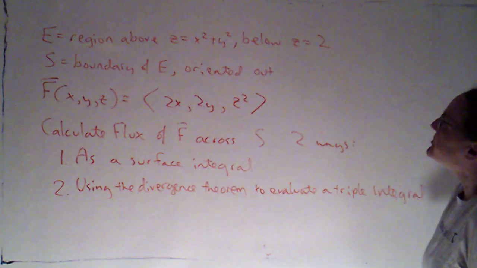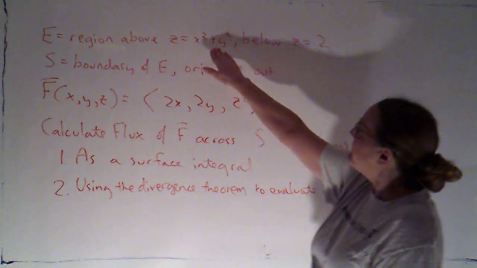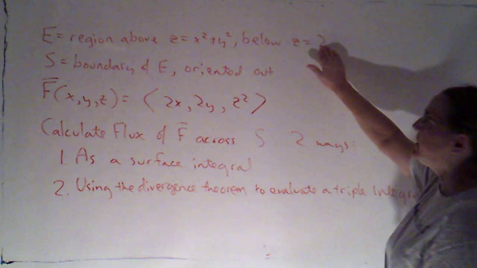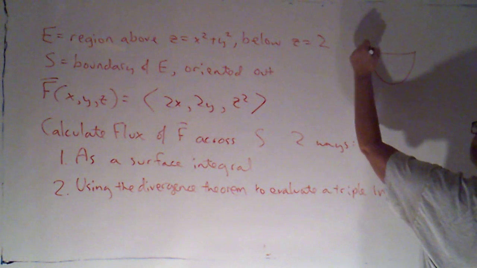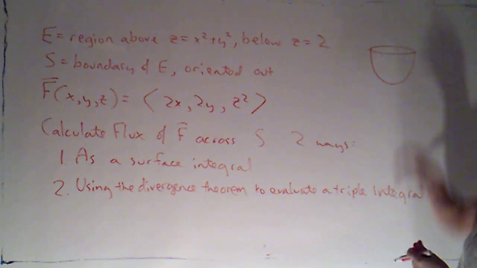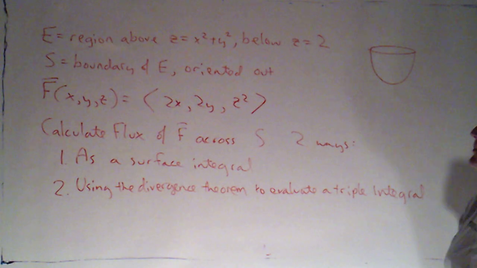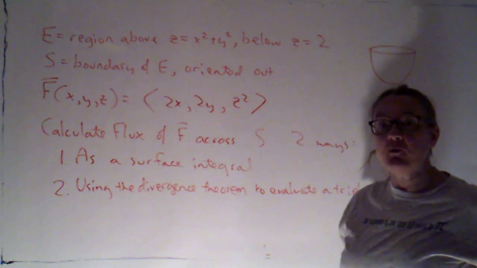Okay, so we've got E, which is the region that's above this paraboloid, but below the plane z equals 2. So E is the solid region that has a paraboloid as its lower boundary and a portion of that plane as its upper boundary. S is the boundary of E, oriented out.